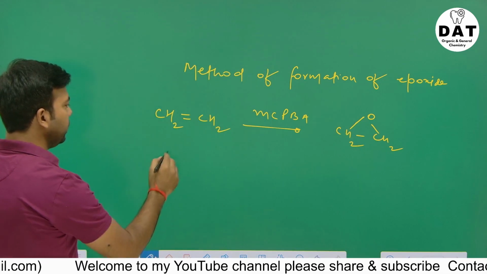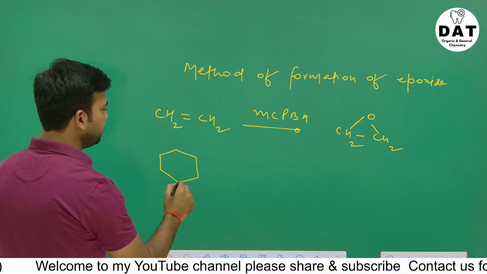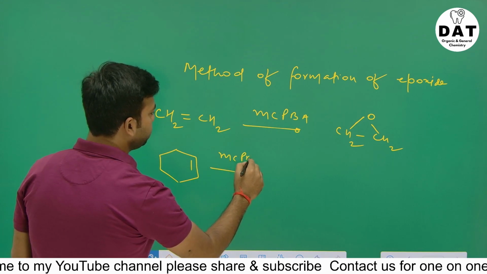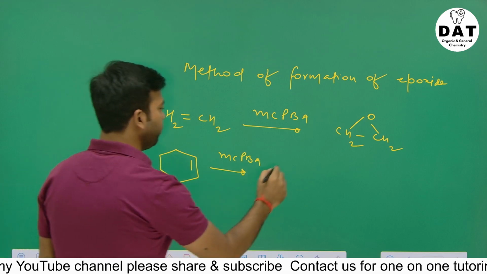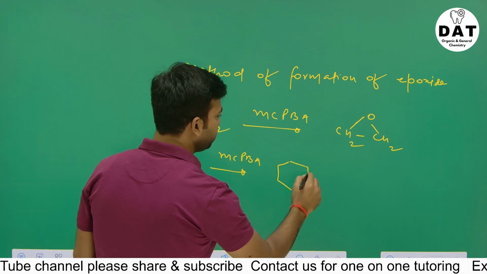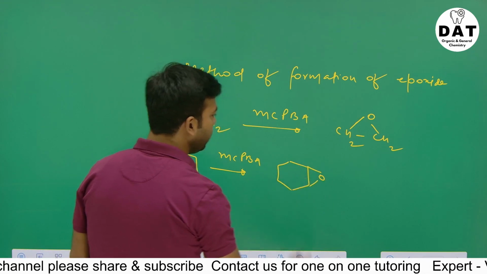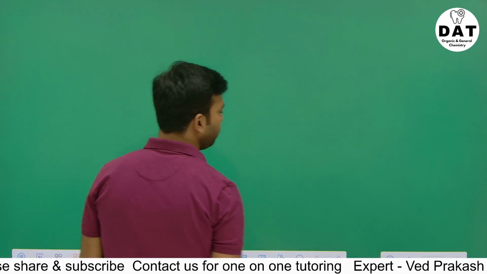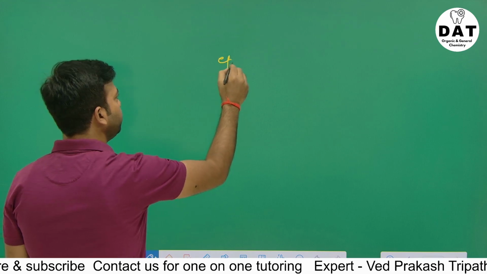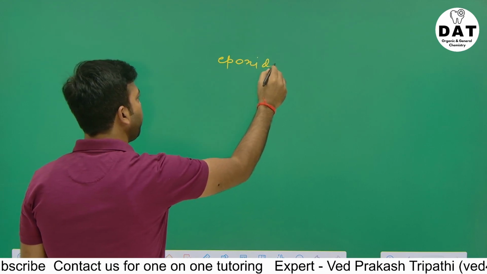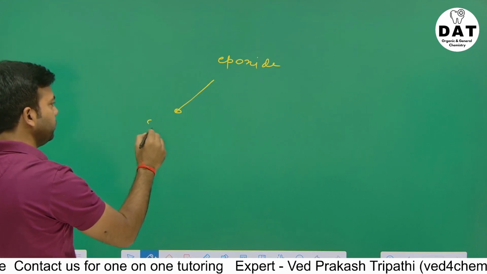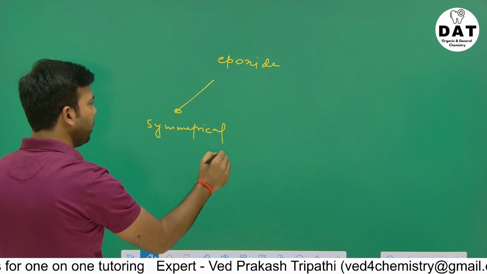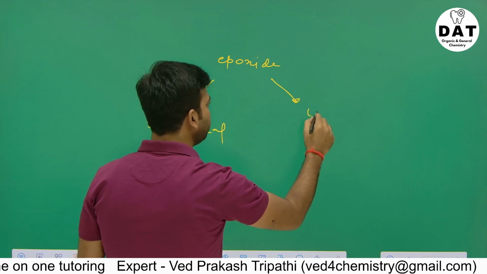Suppose we have this alkene and we are using MCPBA, then the epoxide will be like this. Clear? So this is called epoxide. Epoxide is of two types. One is symmetrical, another one is unsymmetrical.